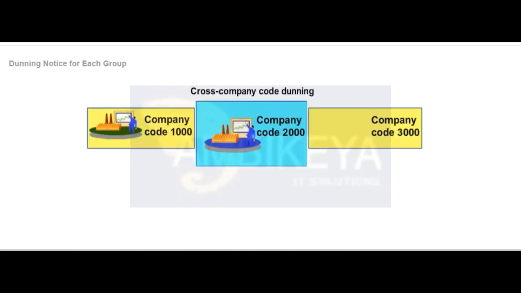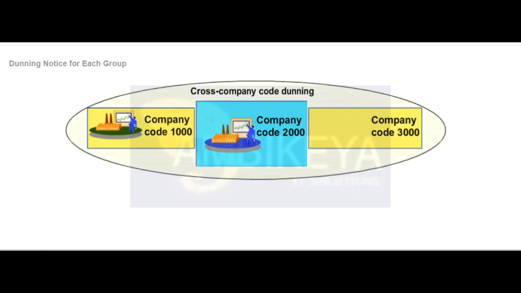You can use cross-company code dunning to combine overdue items from different company codes in one dunning run. The overdue items from one customer in separate company codes are done with a single dunning notice. This means you do not have to send the customer a separate dunning notice for each company code. The system groups the overdue items according to predefined rules, such as dunning levels, dunning areas, or dunning grouping, and assigns them to one or more dunning notices.